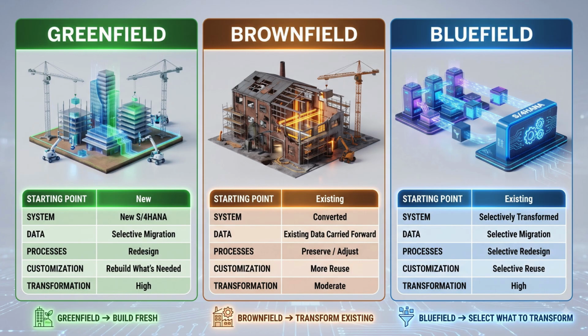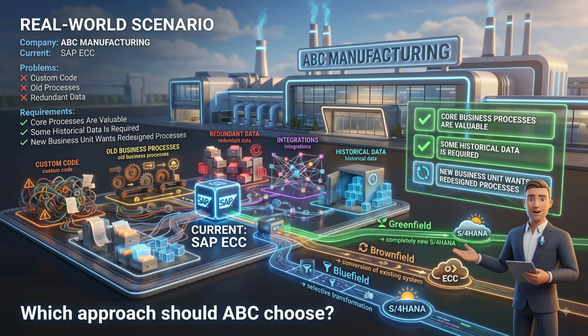So if your primary goal is business transformation, Greenfield can be a strong option. If your primary goal is system conversion with business continuity, Brownfield may be more appropriate. And if you want selective transformation while retaining specific parts of your existing landscape, a selective transition approach may be considered. Let's take a real-world example.